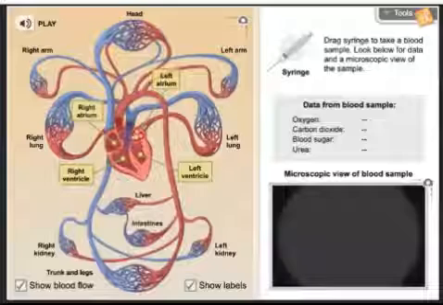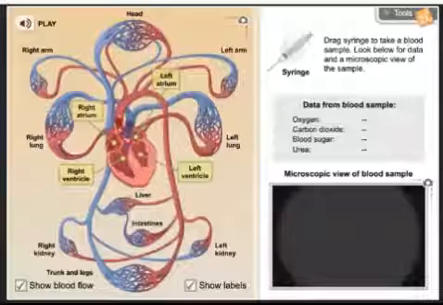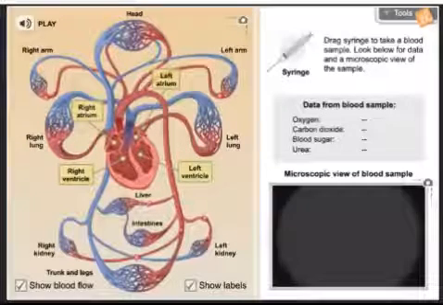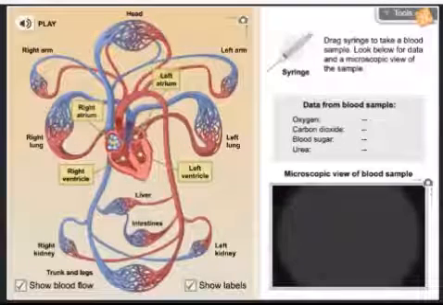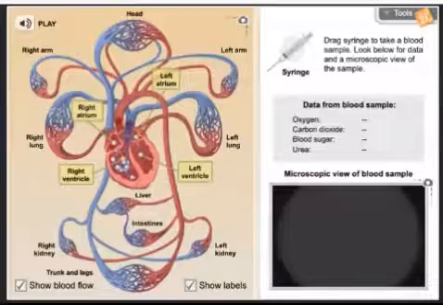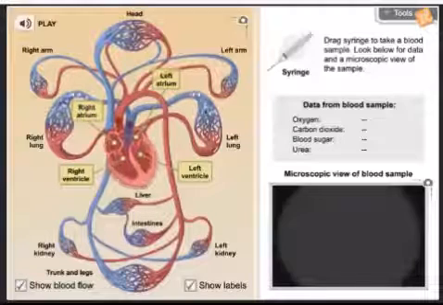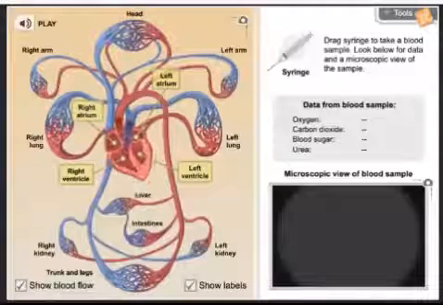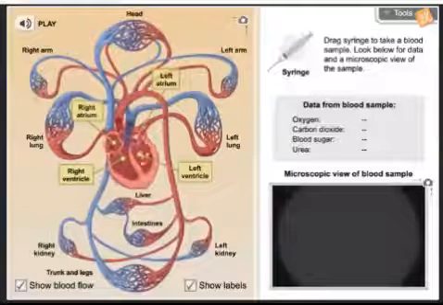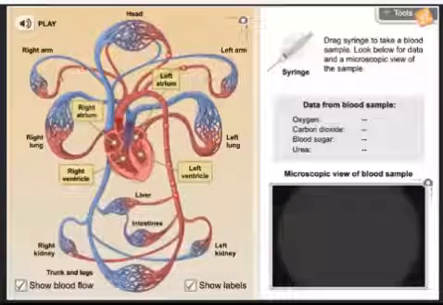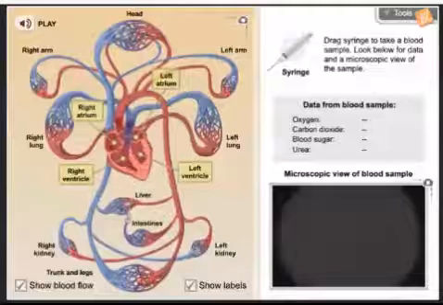They return oxygenated to the left atrium, and then the left ventricle pumps them out all around the body, to your head, your left arm, your right lung, etc. They're returned deoxygenated to the heart, to the right atrium, right ventricle, where they are pumped to the lungs to pick up more oxygen, and the cycle continues.